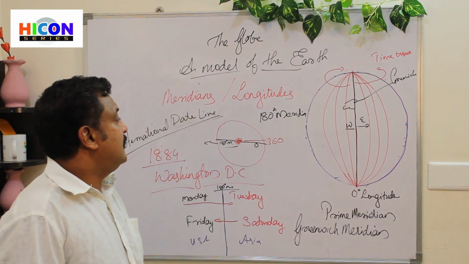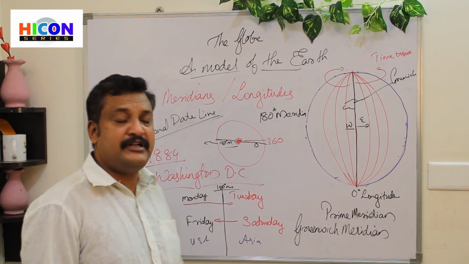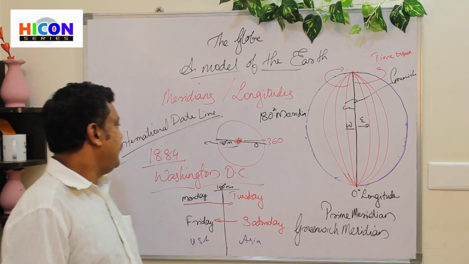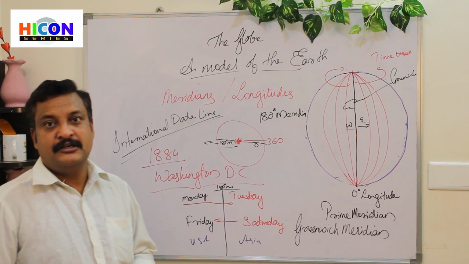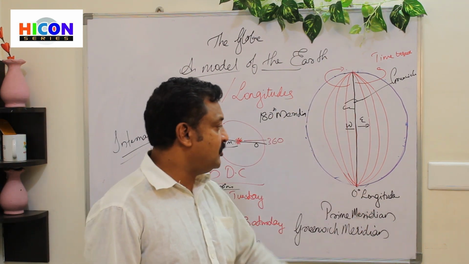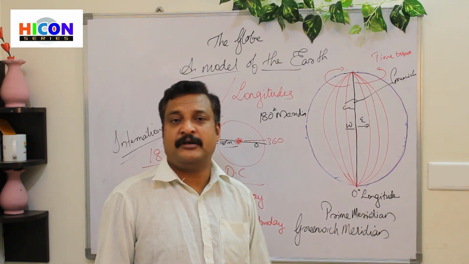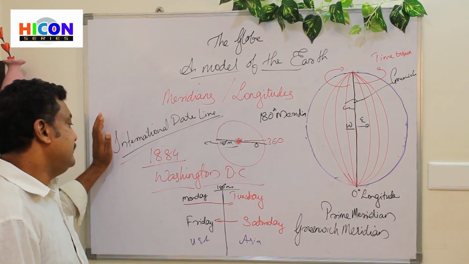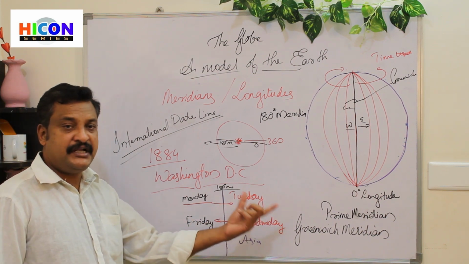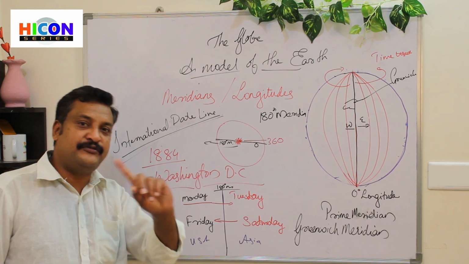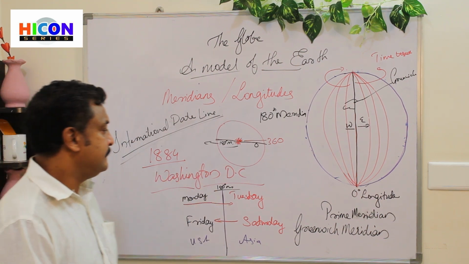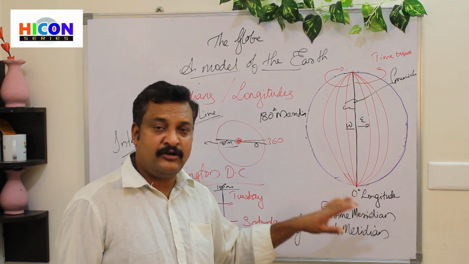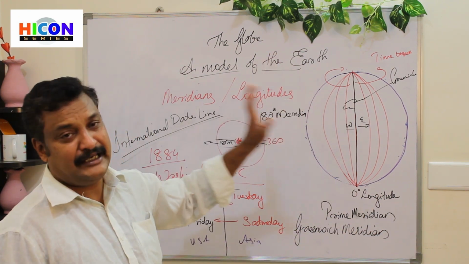Then in 1884, an international conference happened in Washington DC, the capital of the United States of America. It was about designing an international date line. So the line opposite to this 0 degree longitude, which becomes the 180 degree longitude on the other side of the globe, is considered as the international date line. The Asia and American regions have a day's difference when we calculate based on the time. So the 180 degree meridian is known as the international date line, and the 0 degree longitude of the prime meridian on the Greenwich meridian is called the international time line.